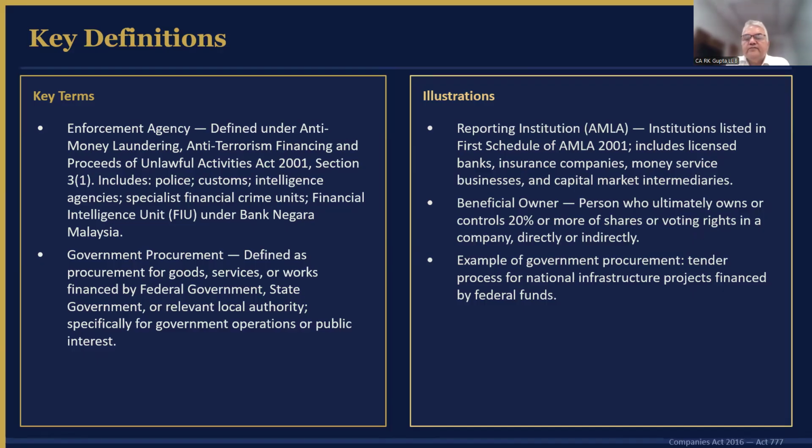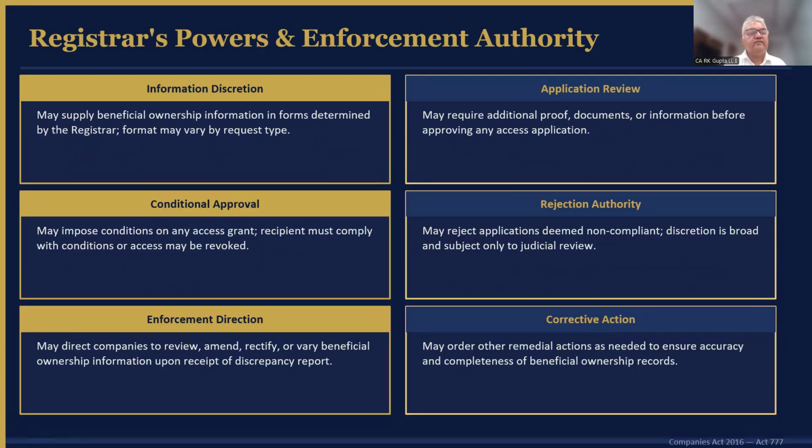Reporting institutions: institutions listed in the First Schedule of AMLA 2001, which include licensed banks, insurance companies, money service businesses, and capital market intermediaries. A beneficial owner is the person who ultimately owns or controls 20% or more of shares or voting rights in a company, either directly or indirectly. Examples of government procurement include the tender process for national infrastructure projects financed by federal funds.